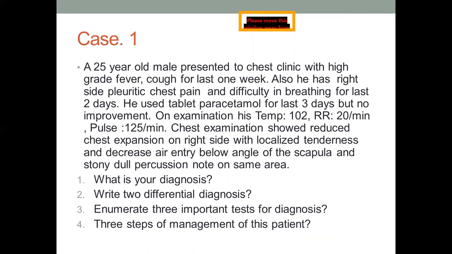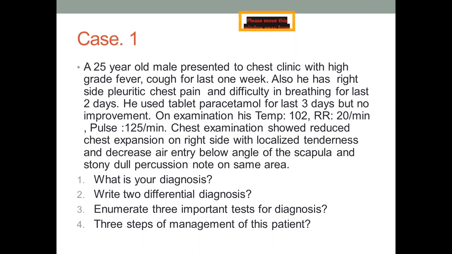Okay, these are the cases you should answer. Read this, and then answer the following cases. This is a 25-year-old male presented to chest clinic with high-grade fever and cough for the last 1 week. Also, he has right side pleuritic chest pain and difficulty in breathing for the last 2 days, and he has used paracetamol.